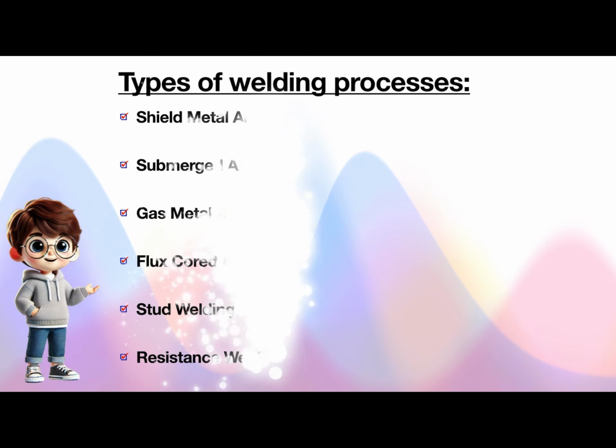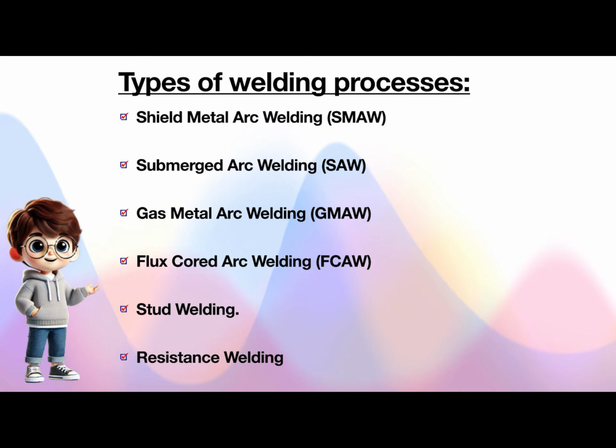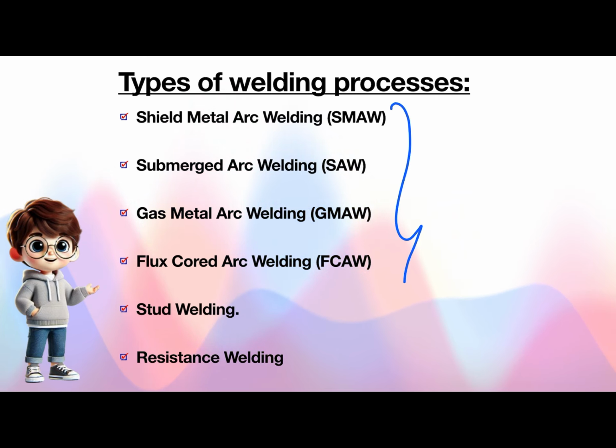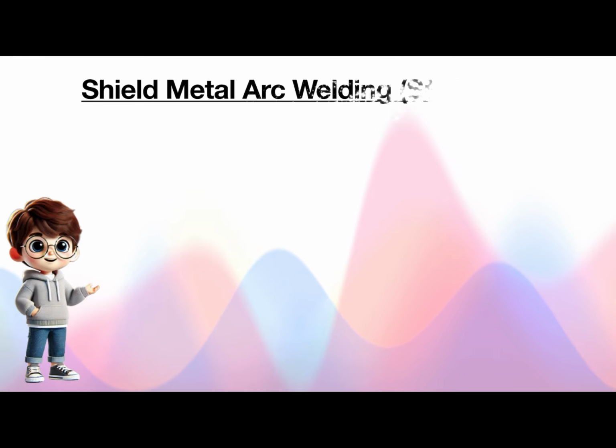Now, types of welding process: shielded metal arc welding, submerged arc welding, gas metal arc welding, flux cored arc welding, stud welding and resistance welding. Actually, there are n number of types as per the American Welding Society AWS standards, but out of all these, we use only these six types in our steel construction industry. First, we'll go with shielded metal arc welding.